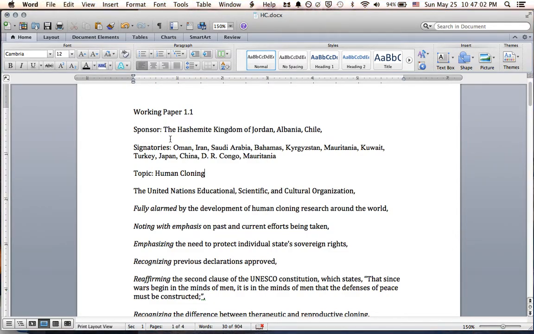The working paper and the resolution are intrinsically linked, so they're both very similar to each other. Next on our list is the topic, which is what the issue is dealing with. Generally, in a committee session, there will be two topics. In this particular case, it's topic B, human cloning.